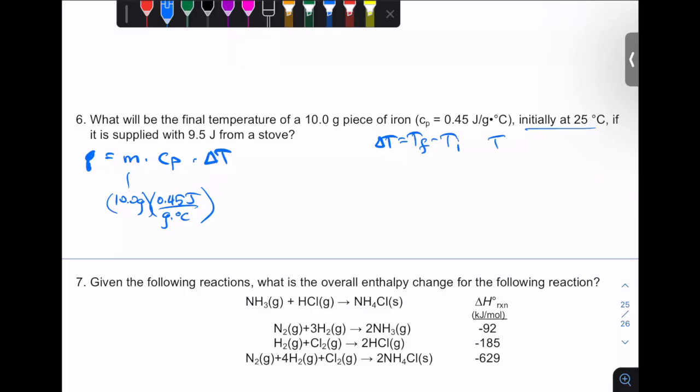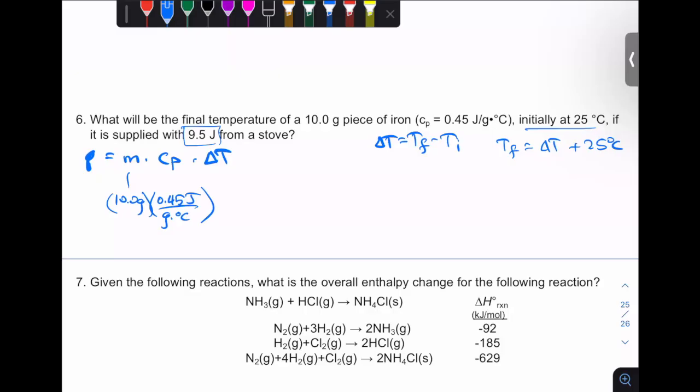T initial is 25 degrees Celsius. So we could say that T final is equal to delta T plus 25 degrees Celsius. But that's still 2 unknowns, right? We're trying to solve for T final, and we need to solve for delta T. But look at this, we can solve for delta T because we also know what Q is. We're told that there's 9.5 joules of energy that are, in this case, being put into the system.